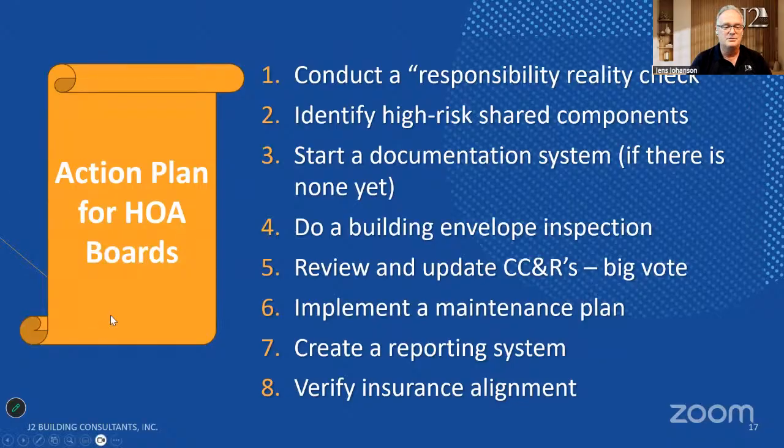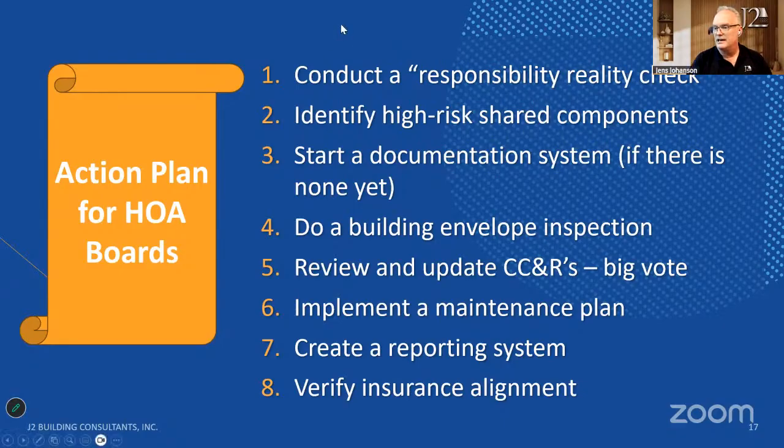So, action plan for HOA boards. If you can do these 8 things, you take nothing else from this episode, do these 8 things. Talk to your insurance broker, your reserve specialist, your consultant, and your attorney. So conduct a responsibility reality check. Are people really going to be responsible for these things? Is the 75-year-old unit owner going to even know where to start on how to replace their windows, how to maintain their windows, how to do this stuff?